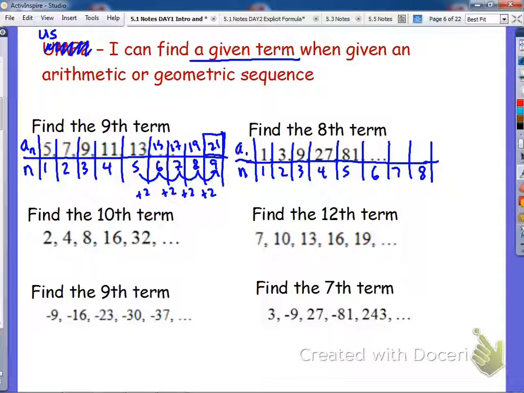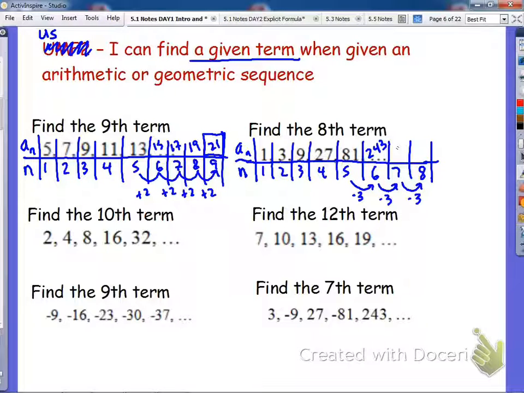This is the nth term. So what is the pattern here? What am I adding or multiplying by each time? 3. Multiply by 3, right? So I got to multiply by 3 times 3 times 3 and times 3. Got it? So 81 times 3. I'm gonna ask you to help me out here. I think this is what, 243? And 243 times 3 is?